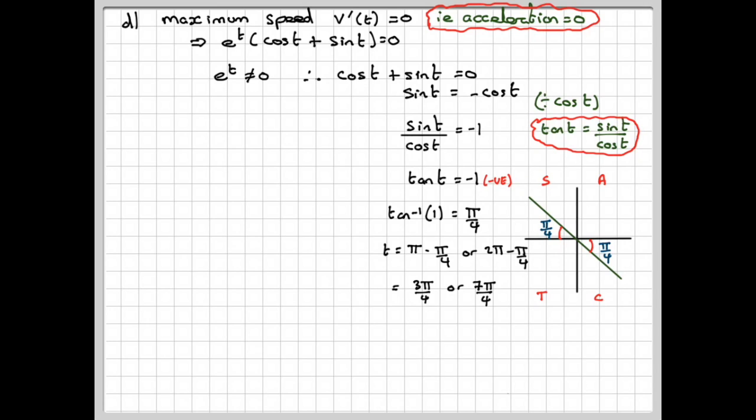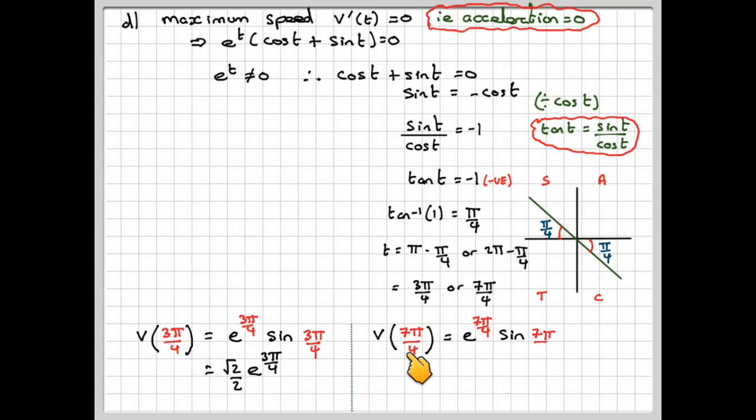Now we could do the second derivative, but it could get a little bit complicated. So we just put this into our value of v. So v of 3 pi by 4 is e to the 3 pi by 4 sine 3 pi by 4, which is root 2 over 2 e to the 3 pi by 4. Or v of 7 pi by 4 is equal to e to the 7 pi by 4 sine 7 pi by 4. And we get minus root 2 over 2 e to the 7 pi by 4.